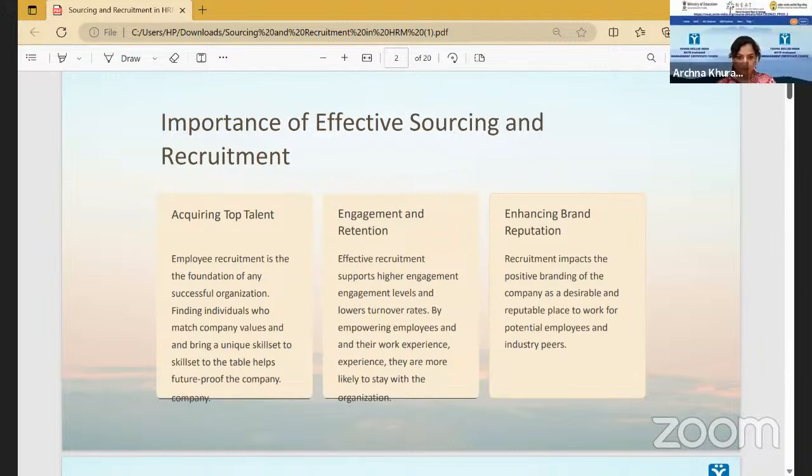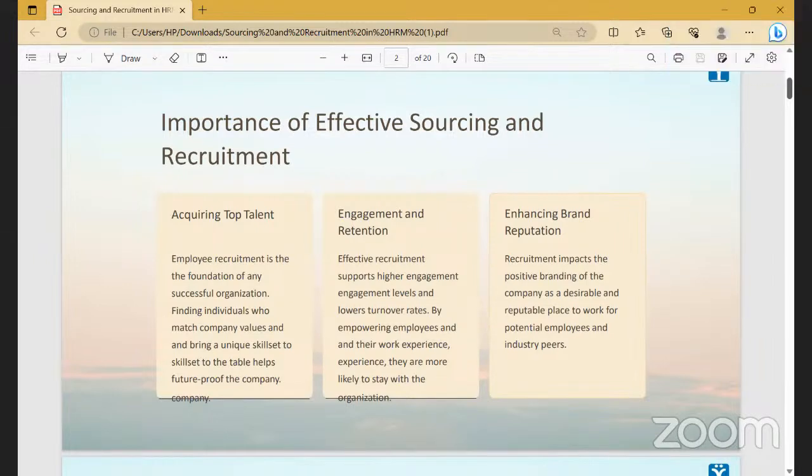Okay. You want to try and explain it as well, Anjan? Ma'am, yes, employee recruitment is the foundation of the organization. So we can find the individual who matches the values, who has the type of skill set that fulfills the mission and goal of the organization. The organization can then run for a long time into the future.